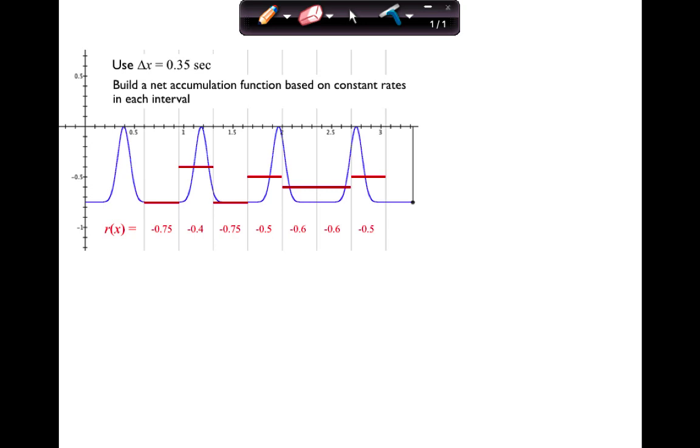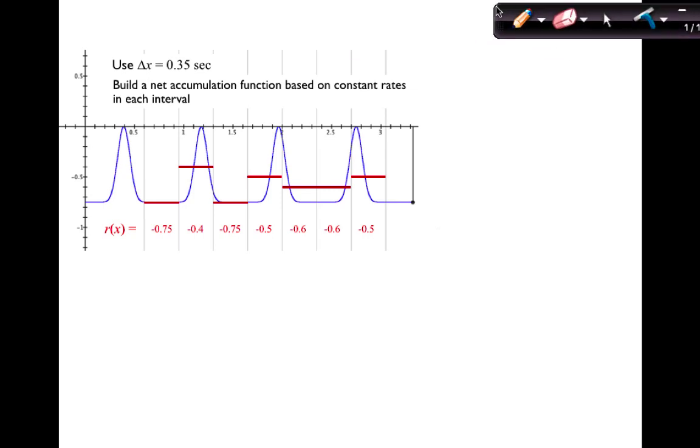So do you understand what I did with this red? I'm making a new function, this red one, that's trying to be the blue one, but with constant rates every 0.35 seconds. Does that make sense? If you would have made this, it should have been close to those numbers, but maybe slightly different, because we're eyeballing our best guess. Okay, so in the last interval, negative 0.75.